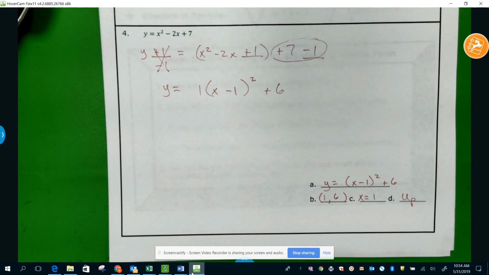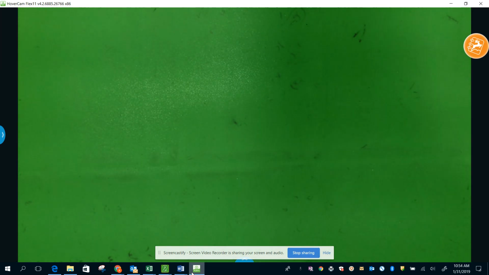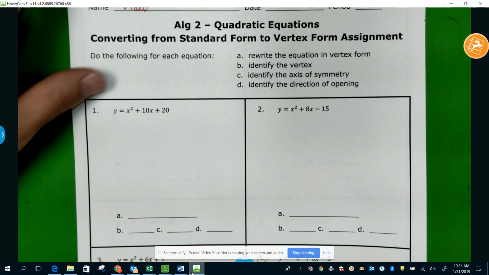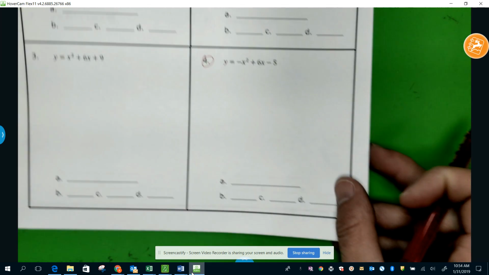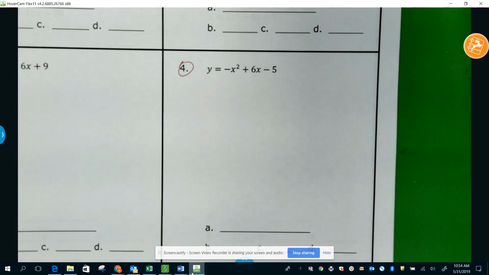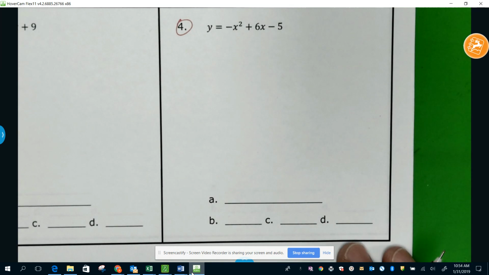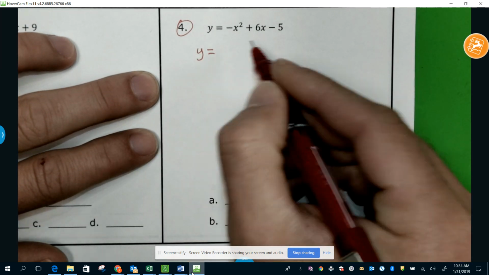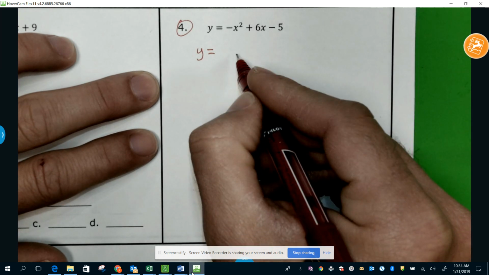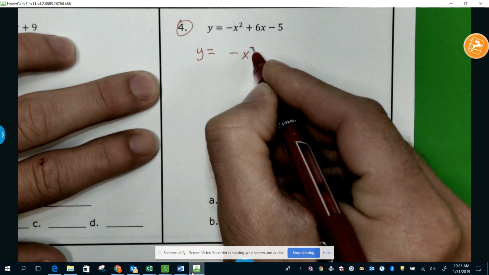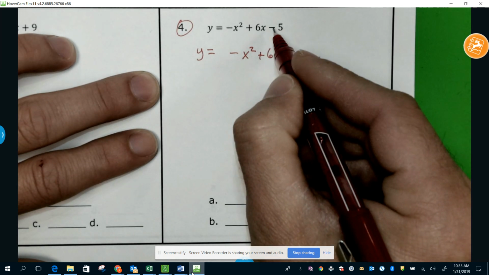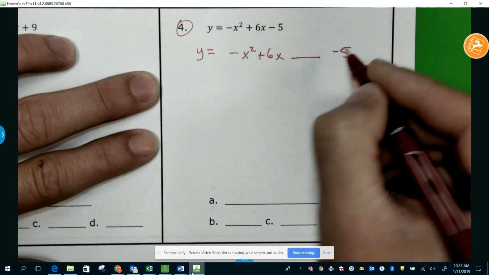Okay, so I'm going to do problem number 4 on the front page of our assignment. I'm only going to do problem number 4 because it's slightly different than anything we've seen so far on the notes. So we're still going to move our constant out of the way. So I've got a negative x squared plus 6x. Give yourself a blank. Move your minus 5 out of the way.